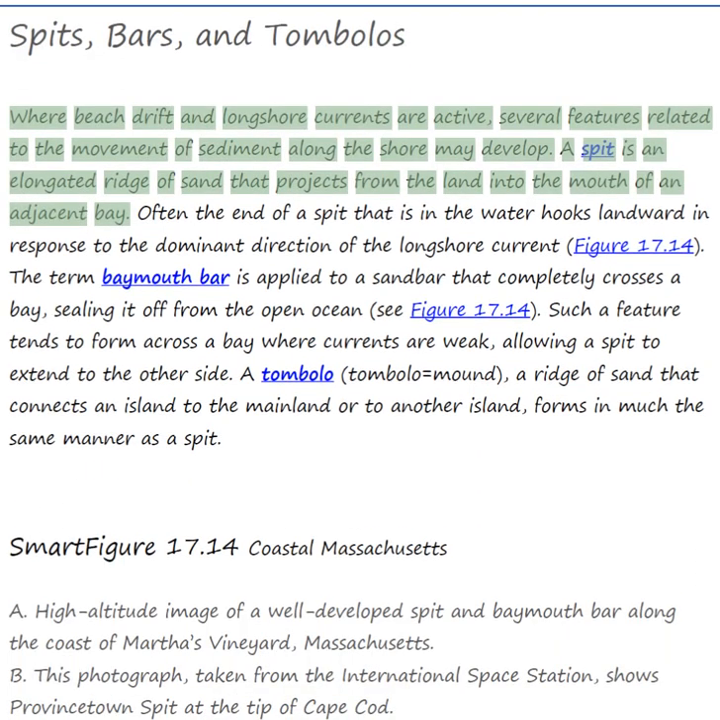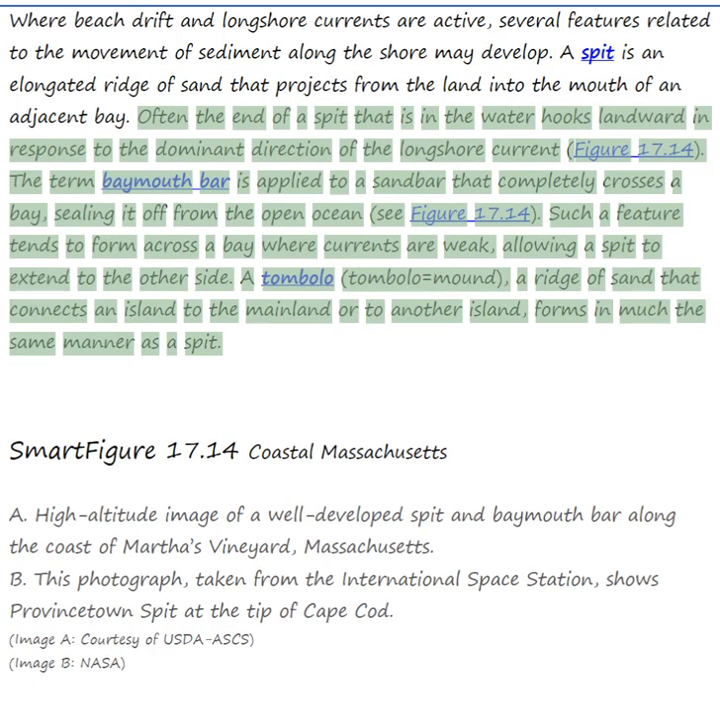Where beach drift and longshore currents are active, several features related to the movement of sediment along the shore may develop. A spit is an elongated ridge of sand that projects from the land into the mouth of an adjacent bay. Often the end of a spit that is in the water hooks landward in response to the dominant direction of the longshore current. The term baymouth bar is applied to a sandbar that completely crosses a bay, sealing it off from the open ocean. Such a feature tends to form across a bay where currents are weak, allowing a spit to extend to the other side.